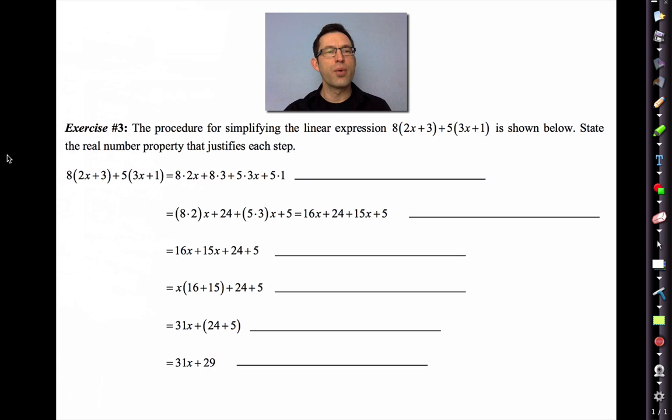So in the first step, what we've got is our original expression, and it looks like we took the 2x and we multiplied it by 8, and the 3 and we multiplied it by 8. The same way over here. That is our friend, the distributive property. The distributive property gets used a lot.